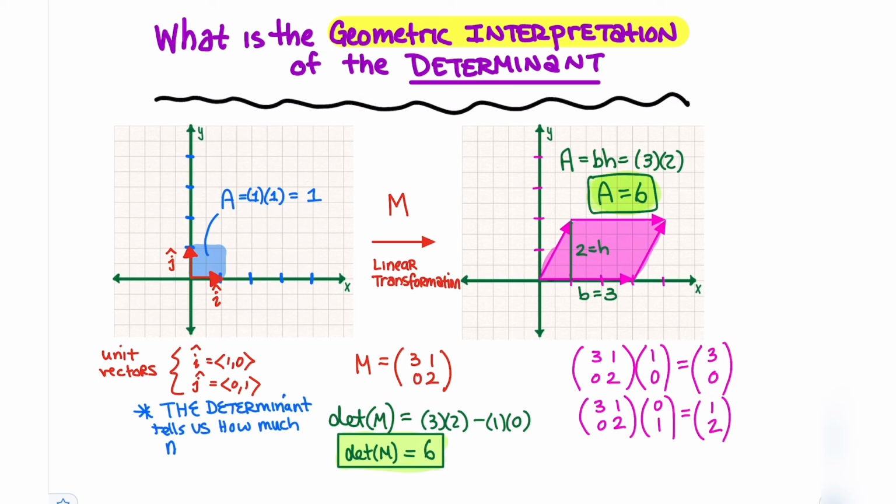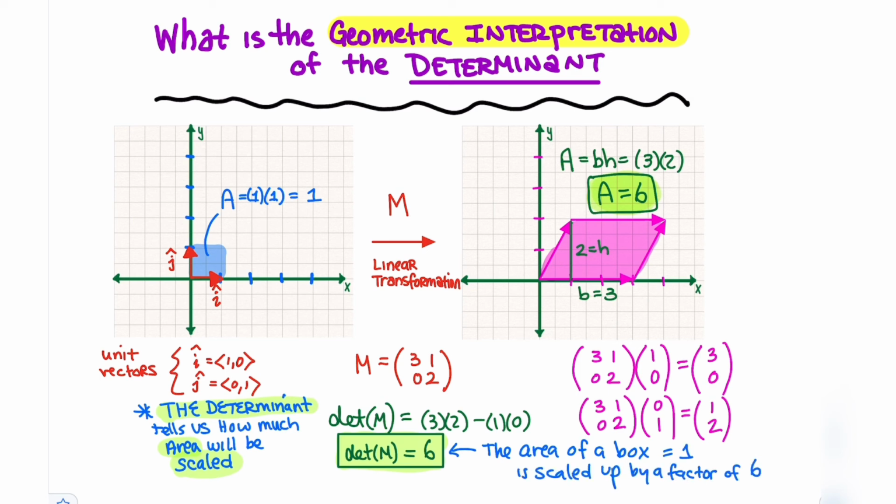So we see that the determinant is actually something that tells us how much area will be scaled up under a linear transformation. And this has some really deep ramifications in higher mathematics, especially in linear algebra. So again, we took a box that had an area of 1, and it got scaled up, or multiplied by 6, to have now an area of 6 under the transformation. That means all areas in the plane got scaled up by a factor of 6. And so you can really look at what the determinant does through the eyes of vectors.